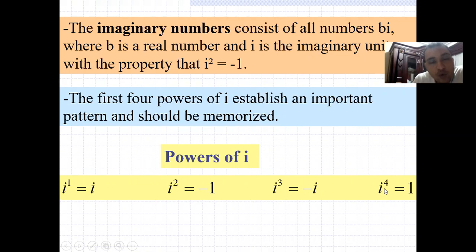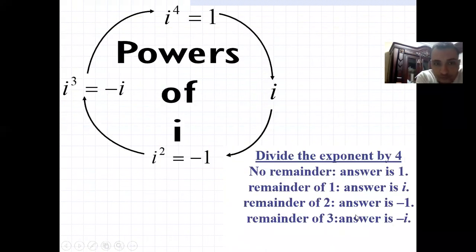What about i power 4? You can express it as the product of i squared and i squared. So it will be negative 1 times negative 1, so it will be 1. Now we should memorize the powers of i: i power 1 is i itself, i squared equals negative 1, i power 3 is negative i, and i power 4 equals 1. And then you can make this a pattern.